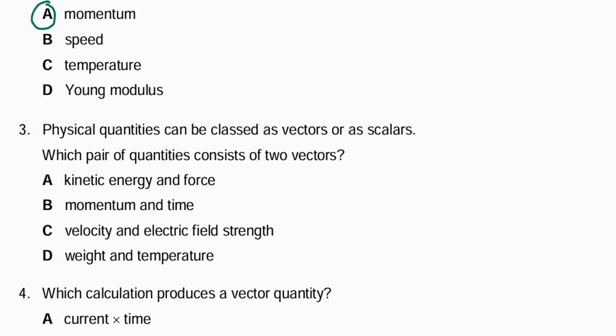Let's look at number 3. Physical quantities can be classed as vectors or as scalars. Which pair of quantities consist of two vectors? We know that kinetic energy is a scalar. Force is a vector. So it's not A. Momentum is a vector, but time is a scalar. So it's not B. Velocity and electric field strength are both vectors. So the answer is C.